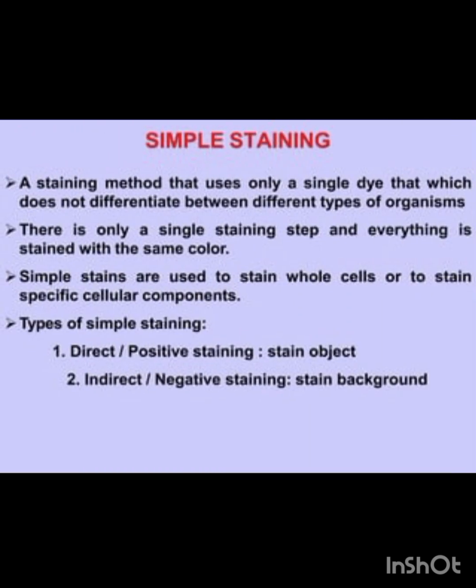In simple staining, it is a single step procedure, and we only use a single type of stain. There are two types of staining, direct staining and indirect staining. In direct, positive staining, it stains the object, and in indirect, negative staining, it will stain the background. Means in positive staining, it will stain the microbes, not the background, but in negative staining it will stain only the background, not the microbes.